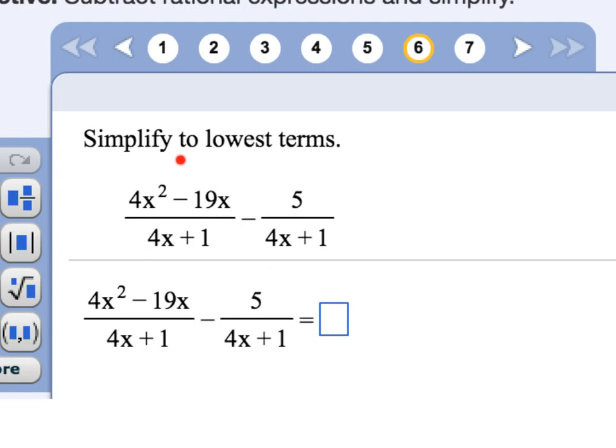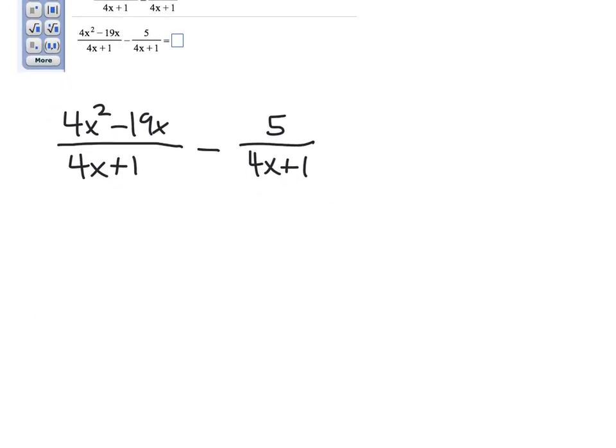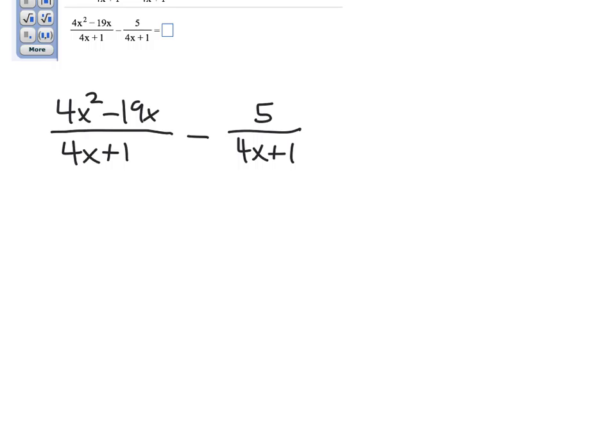All right, so we're going to subtract. And this is question 6. We see that we already have common denominators, so all we have to do is copy the problem down. Subtracting is actually fairly straightforward right now because we already have our common denominators. So that 4x plus 1 just comes over. And now up here, we can do this in our head.